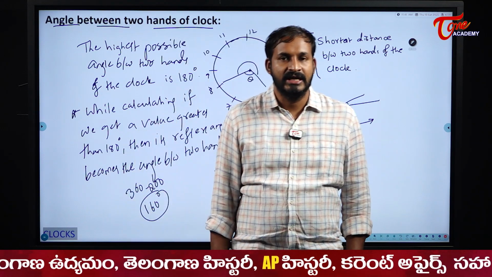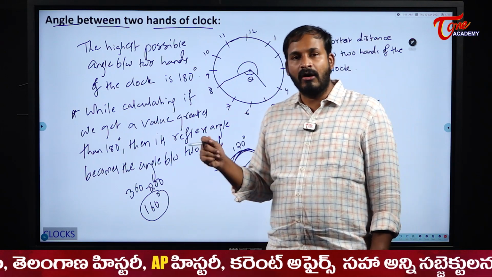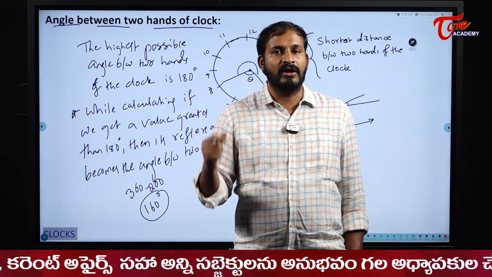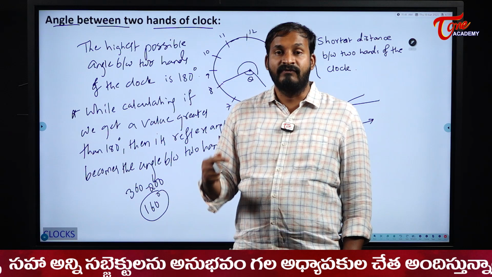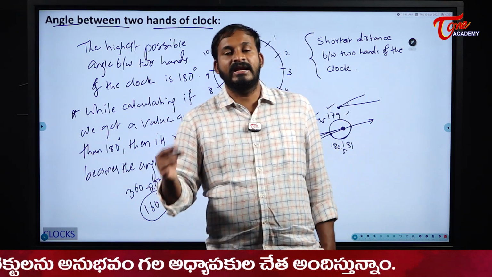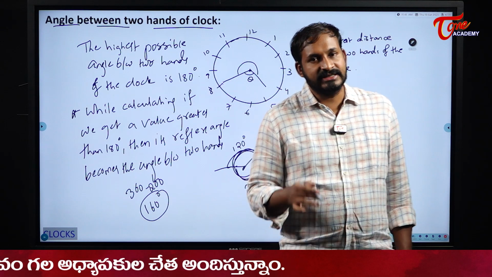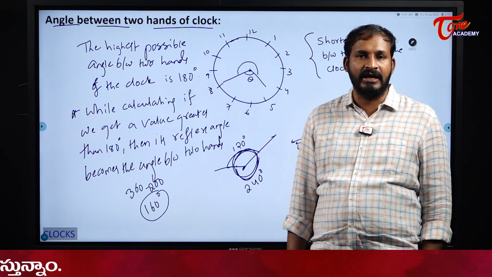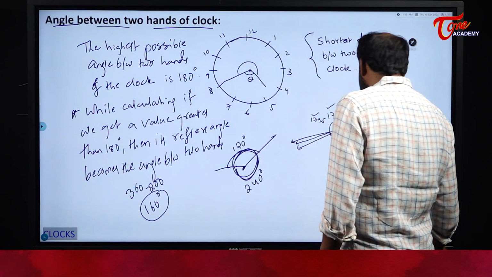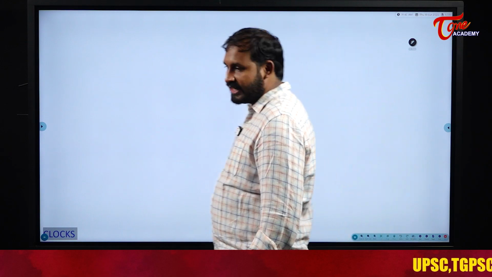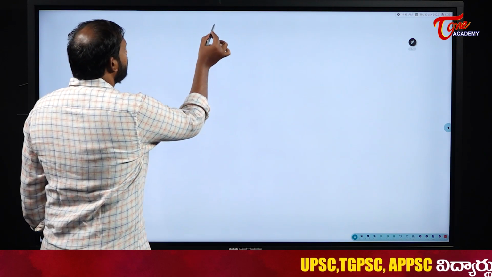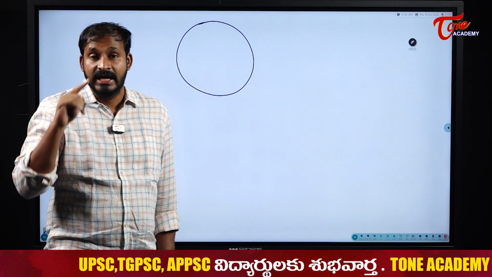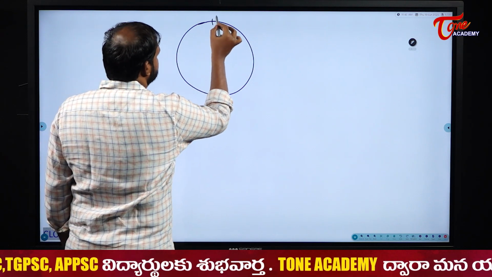So, please be careful, students. Our angle between two hands of the clock should always be less than or equal to 180 degrees. If you get a value greater than 180 degrees, then immediately find its reflex angle, and that reflex angle will become the angle between two hands of the clock. Okay, understood? That is how we will find the angle between two hands of the clock. Good, superb. Now, please see here, then how we will find, sir? One thing is clear, the shortest distance between two hands of the clock is the angle between two hands of the clock. That is clear for us now.